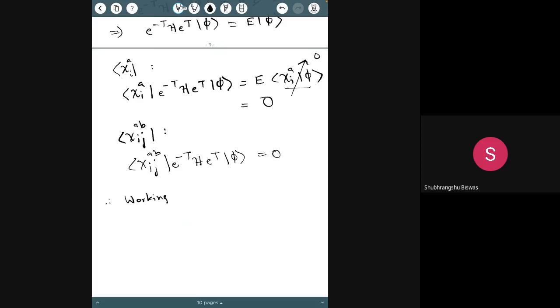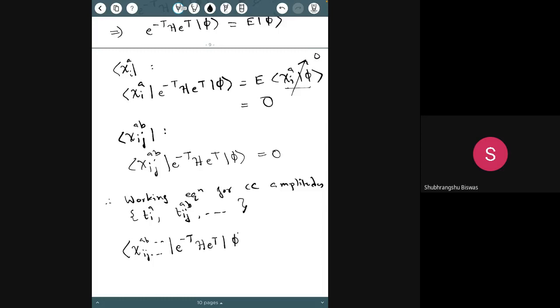Therefore, the working equations for coupled cluster amplitudes, that is the set of Ti to A, Tij to AB, etc., all the unknowns that I need to determine, have the generic form like this. So it's a simple thing. You have the Hamiltonian transformed by e to the power minus t and e to the power t, and on the right hand side you have 0. So this is quite a simple form for the equation. If you go into the details, of course, with a given truncation of t and therefore a given set of excited determinants, then you will get the explicit expression. So we'll do a few of the explicit expressions next class.